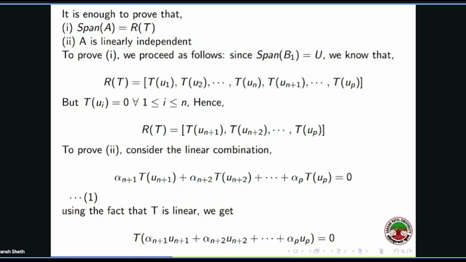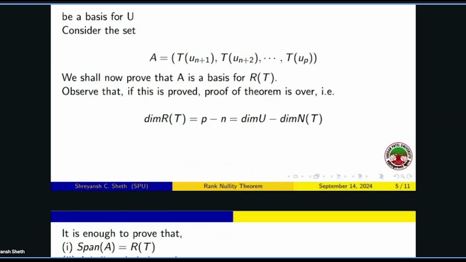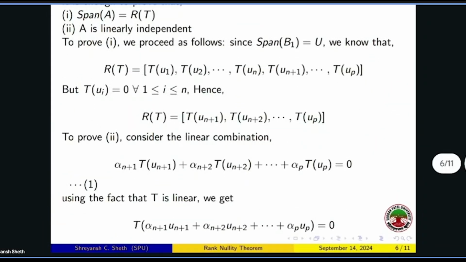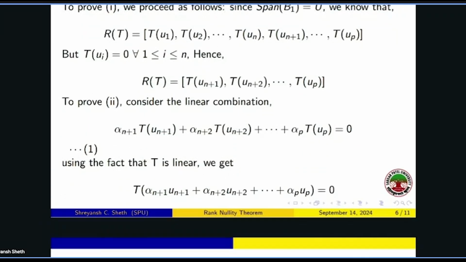Now we need to show that these vectors Tu_{n+1} up to Tup are linearly independent. So let us take this linear combination with alpha_{n+1} up to alpha_p. These alphas are all scalars, and Tu_{n+1}, Tu_{n+2} are elements of the range space. I have taken a linear combination which is equal to 0, so what I need to prove is that all these scalars are 0. Since T is linear, I can rewrite equation 1 as T of alpha_{n+1} u_{n+1} plus up to plus alpha_p up, which is equal to 0.